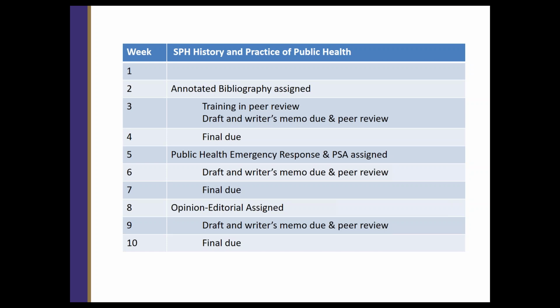Then during week 5, they get their second assignment, public health emergency response and a public service announcement. Again, it's discussed. We go over the rubric, what the expectations are. We set the tone of what they should be planning. And then the cycle repeats. The third assignment is an opinion editorial, and then they have a draft, a memo, and the final. For each of these assignments, we're quite intentional in discussing who the audience is, the tone of the writing, the purpose of the genre of writing, and the evidence base that they will need to make their arguments within that format.